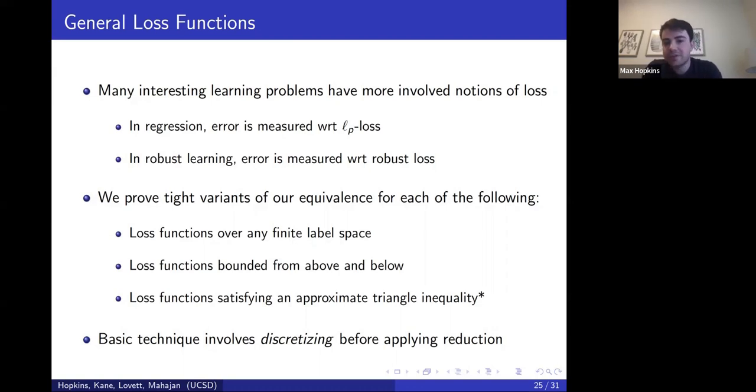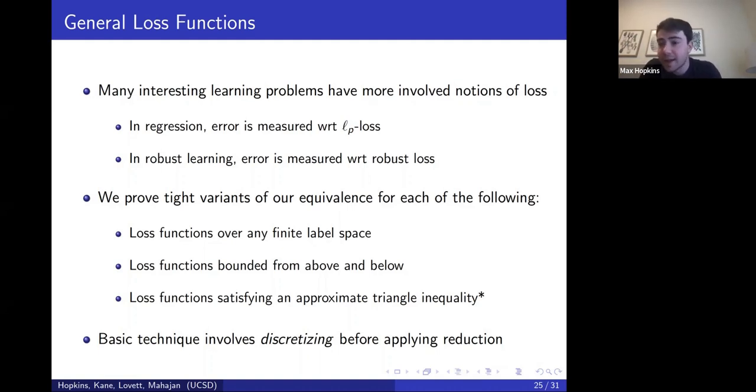In particular, we prove tight variants of the equivalence of realizable and agnostic learnability in each of the following settings. If your label space is finite, so instead of being 0, 1, it's some finite set, you can get it to work for any loss function pretty easily. Slightly more generally, if you're over an infinite label space, but your loss is nicely bounded in some way, you can get it to work. And then maybe most realistically, we prove a version of the equivalence for loss functions that satisfy an approximate triangle inequality. Basically, you can think of these as looking like a distance measure. The loss function is measuring some sort of distance between points, but it's not exactly a metric. It's allowed to have some slack.